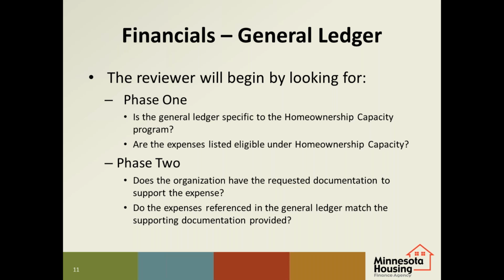So with the financials, and I've already talked a little bit about this, with the first phase of looking over the general ledger, we're really looking to make sure that that is specific to the Homeownership Capacity Program. So again, either a title on top of the general ledger or identifying that the code that's listed on that general ledger is specific for homeownership capacity. And then we'll really be looking to see, are the expenses that are listed eligible under the Homeownership Capacity Program? And again, just a reminder that the list of eligible expenses under the program are included in the grant agreement.